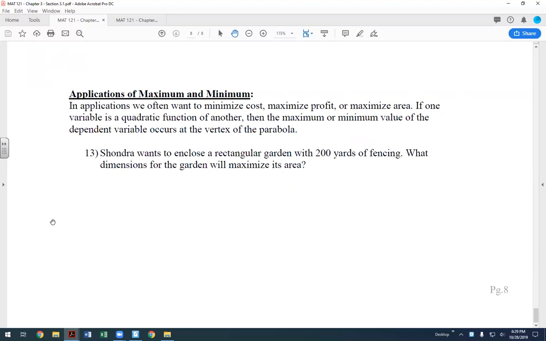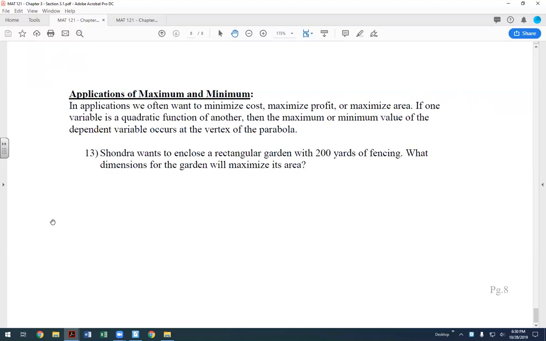So we're saying if one variable is a quadratic function of another, which means you can write one of the variables as a square term, then the maximum or minimum value of the dependent variable will occur at the vertex of the parabola. So our goal in this example here is to come up with our quadratic equation. And once we have it, find the vertex of that equation so we can find where our maximum or minimum value is. And of course, that will depend on whether our parabola is opening up or opening down, which is what gives you the maximum or the minimum value.